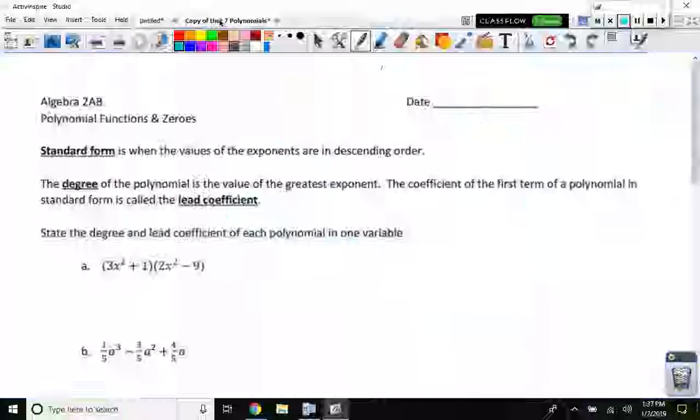Moving on. All right, so today, some vocab. Standard form. When you go and put something like it for a quadratic, your standard form is ax squared plus bx plus c, right? Highest exponent to lowest exponent. Good there? That's the same for all polynomials. Standard form, descending order with your exponents. Okay? Degree of your polynomial is the highest exponent.